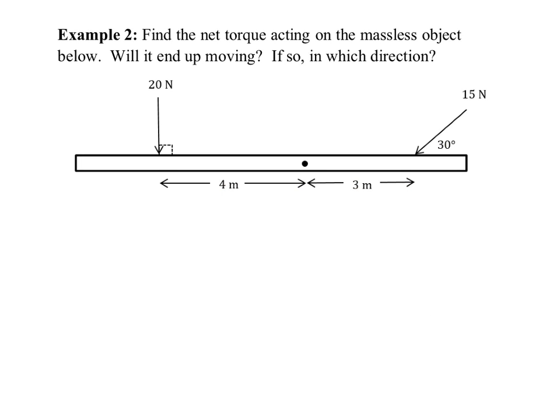So example 2 says the following. Find the torque acting on the massless object below. So the object has no mass. Assume it's very, very thin. Or compared to the force, the mass is negligible, we would say. The question is, will it end up moving, and if so, in what direction? So we have to think about the fact that we have forces applied at distances which create torque. So we've got two different forces.